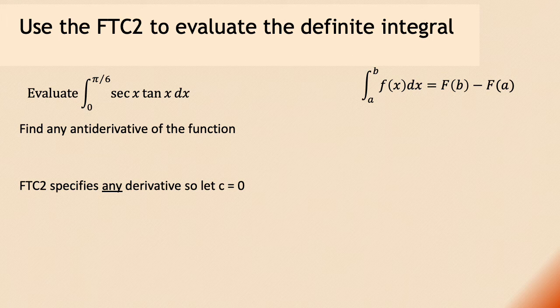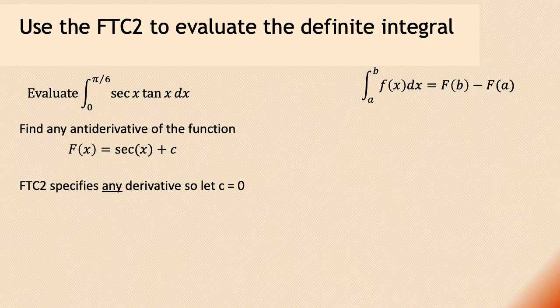Here's another example. We have evaluate from 0 to pi over 6 secant of x times tan of x. Again, we want to find any antiderivative. Do you remember what the antiderivative of secant x tan x is? In other words, what function has the derivative sec x tan x? Well, if you're remembering that it is secant of x, you are correct. The derivative of secant of x is secant of x tan x.